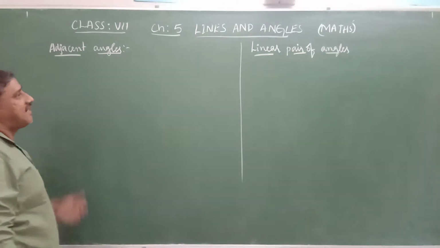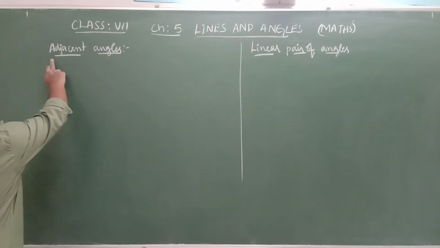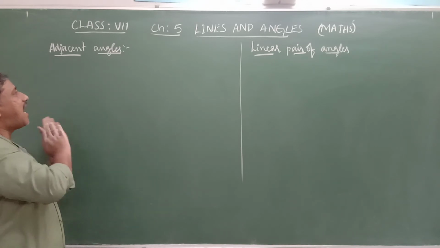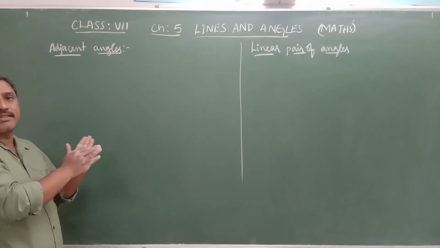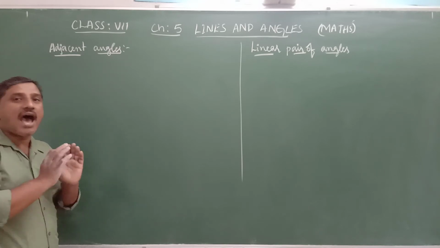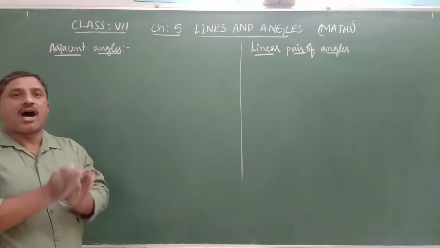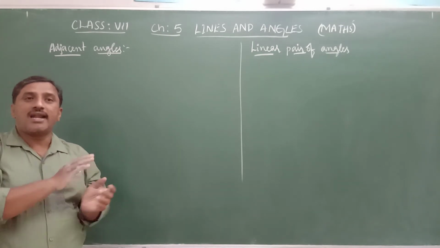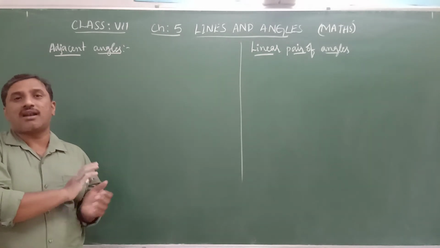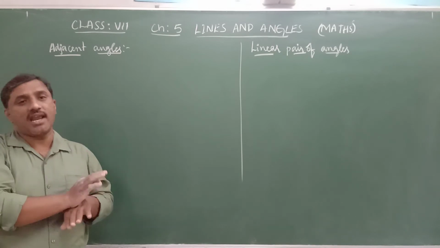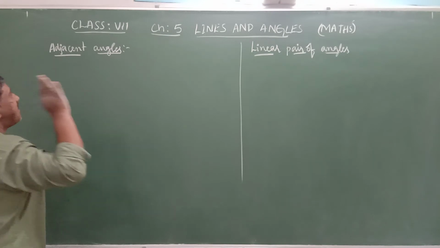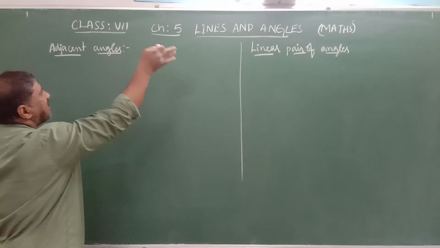What are adjacent angles? See the meaning. Adjacent means side by side. The angles which lie side by side, it means having a common vertex and one common arm, and the two non-common arms lying on either side of the common arm, are known as adjacent angles. I will explain in detail. What are adjacent angles?